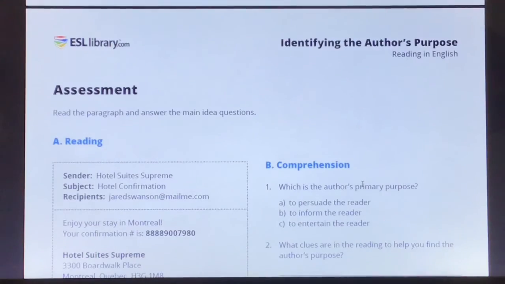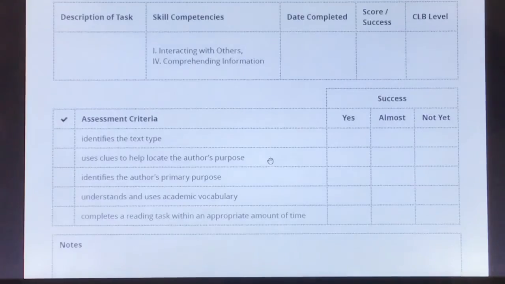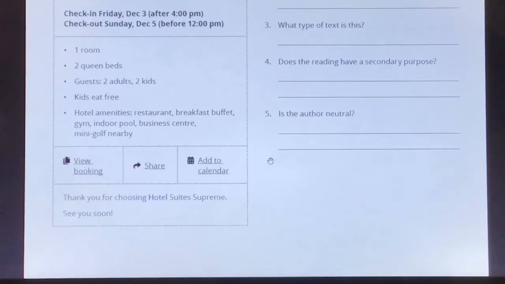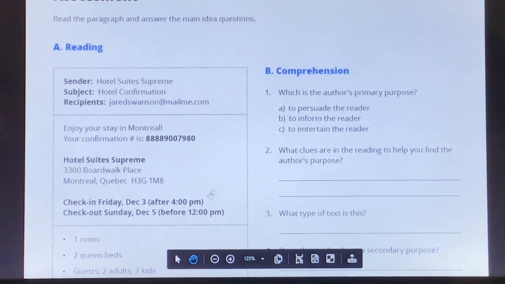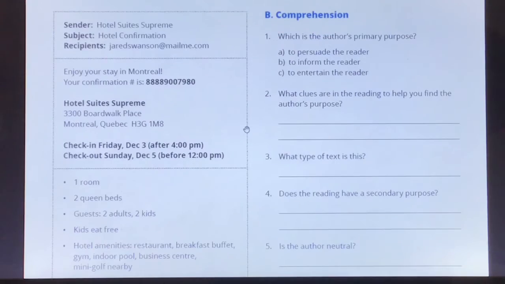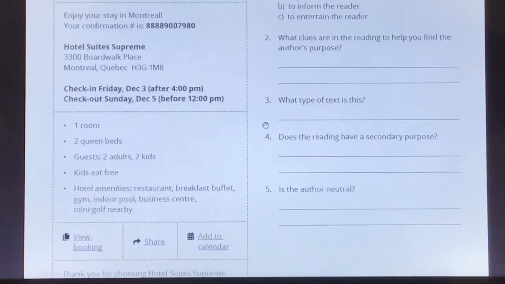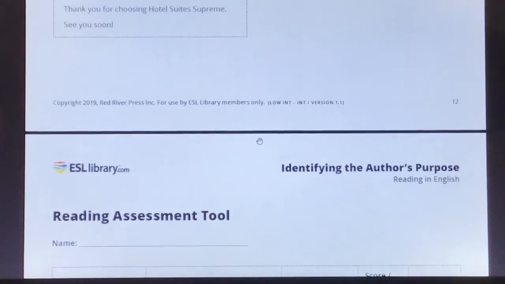And then here we have our last bit, I believe. Let me check. Yes. So it's the last page we want you to complete, page 12. So you have some information here, and you're going to try and see if you can figure it out. What is the author's primary purpose? What are the clues in the reading that help you find that purpose? What type of text is this? Does the reading have a secondary purpose? Is the author neutral? So you answer those questions.